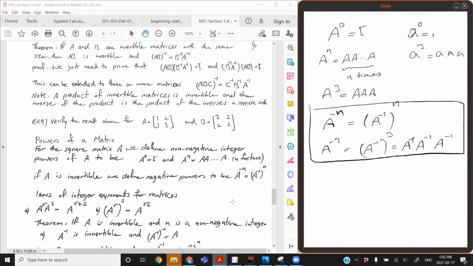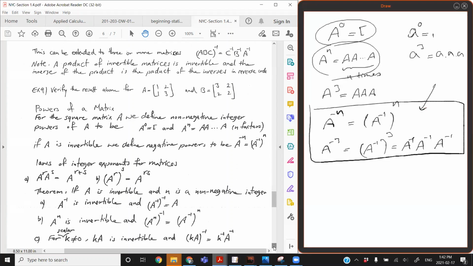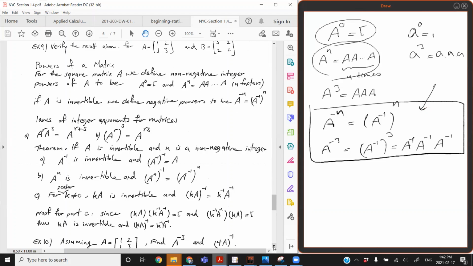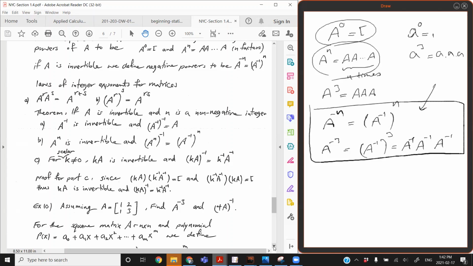Now, with this three-part definition, this part is for the power 0, this one is for a positive integer power, and this part is for a negative integer power. With these three parts, we have the following laws of exponents, which are again very similar to the laws of exponents that you have for the real numbers. We know for real numbers, a to the power of n times a to the power of m is a to the power of n plus m. Same is true for matrices. A to the power of r times A to the power of s is going to be A to the power of r plus s.